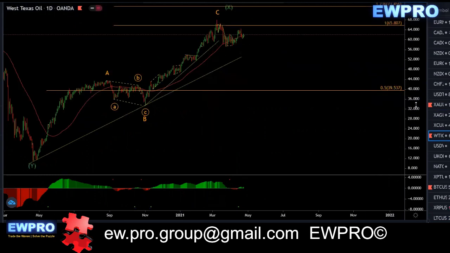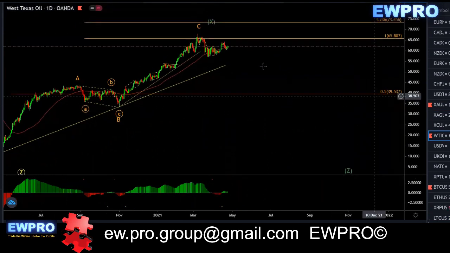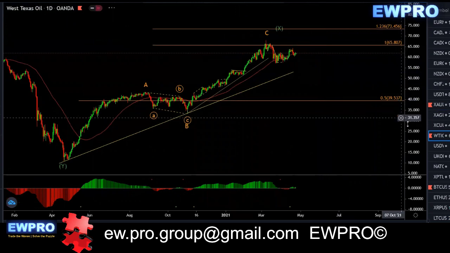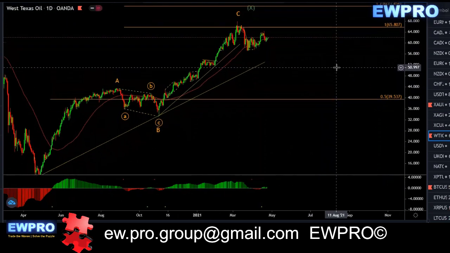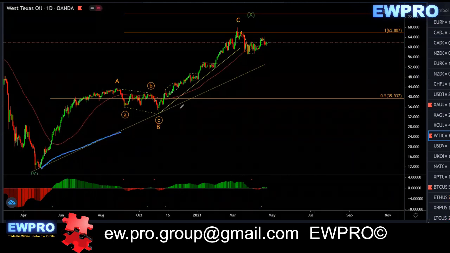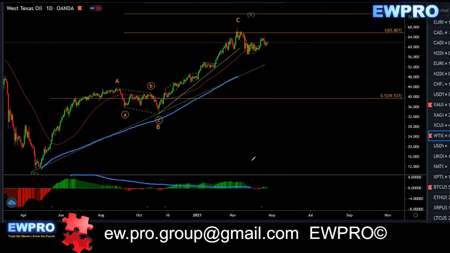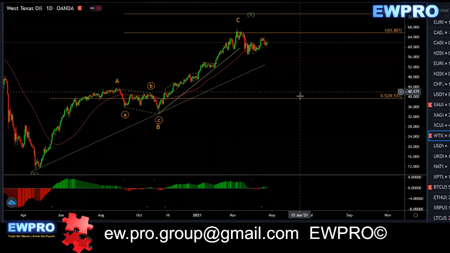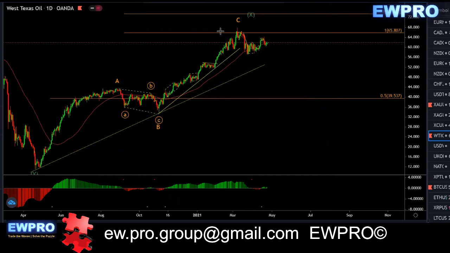WTI on the daily, we bounced off that 100 fib. We're still in the uptrend, and we have that bearish divergence. So I am looking for this A, B, C at least. More than likely it's going to look something like this by the look of what price action is doing, before we get any more upside. So sort of looking for that C down. I'll put that on there.